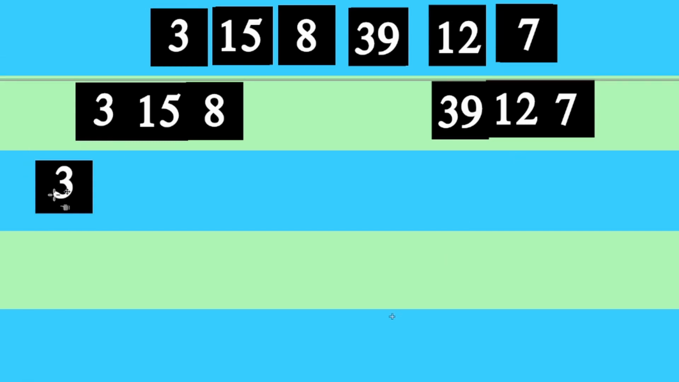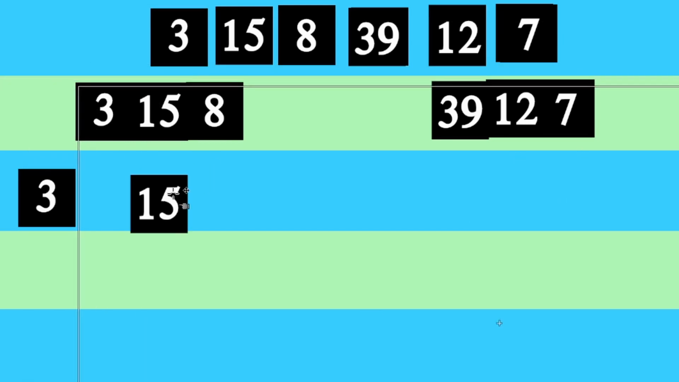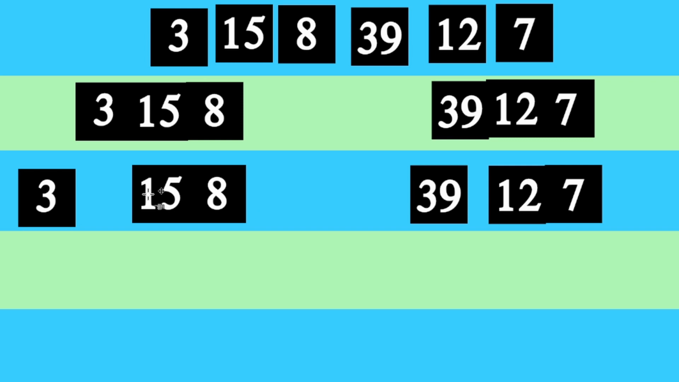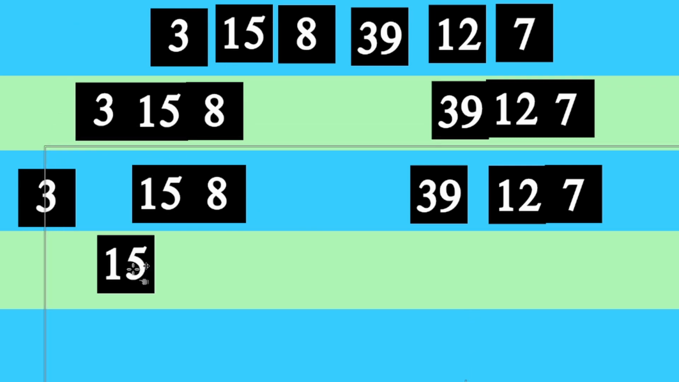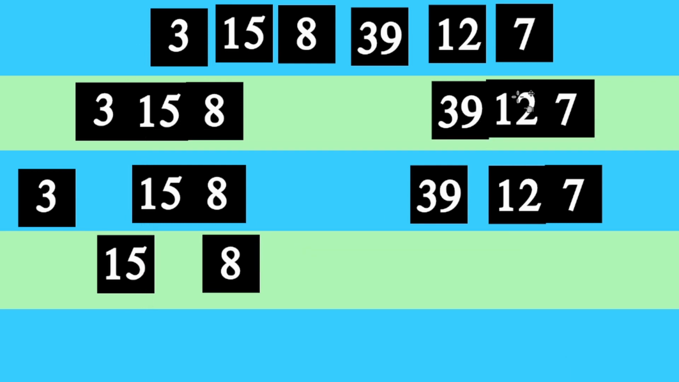So this is going to be 3 and then 15 and 8. And on the right side, we are going to split it again into 39 and then 12 and 7. And since we still have lists available that have two elements or more, we still want to split it. So let's split 15 and 8 into two separate lists as well. And then on the right side, we want to split 12 and 7 into two separate lists as well.